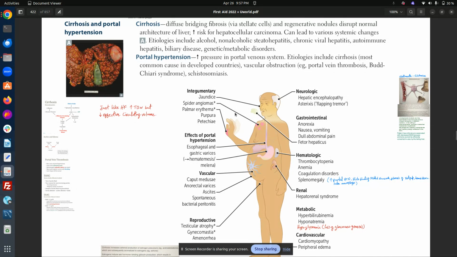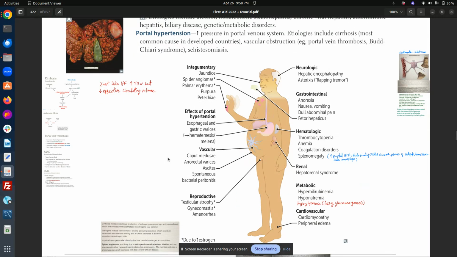Now look at this diagram, a very important image. Here they are showing the complications related to cirrhosis and eventually portal hypertension. First, let's talk about the symptoms. What could be the symptoms? First is anorexia, nausea, vomiting, dull abdominal pain, and fetor hepaticus, which is a kind of odor we see in cirrhosis. These are the symptoms.